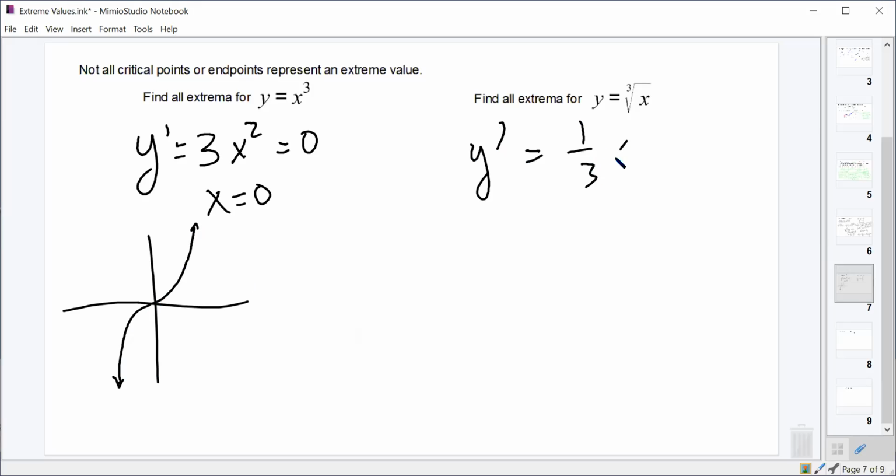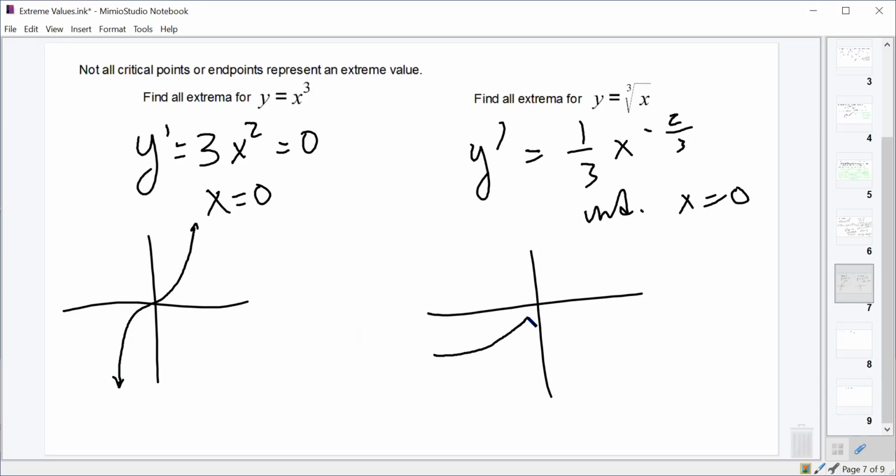Same thing over here. y prime is 1/3 x to the -2/3, and this is undefined at x equals 0. But that function looks like this, and it does not have a max or a min at 0 either. Right? So you still have to check and test to make sure that your critical values are actually extreme.